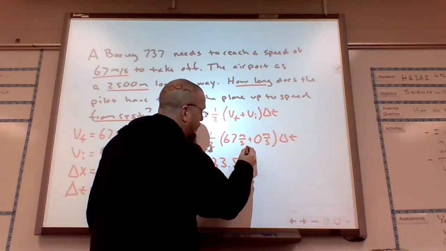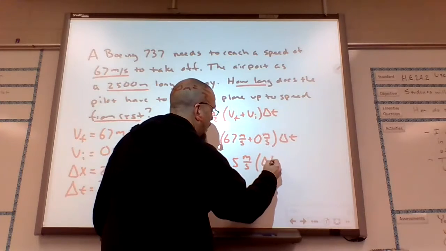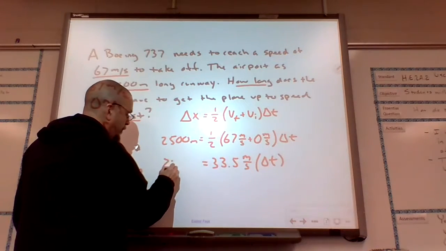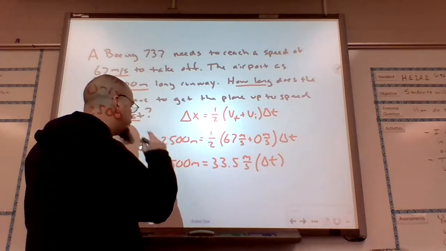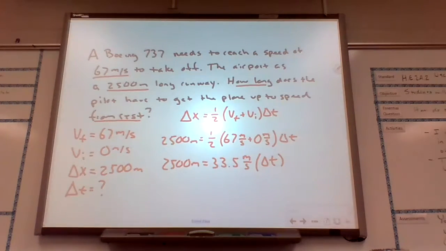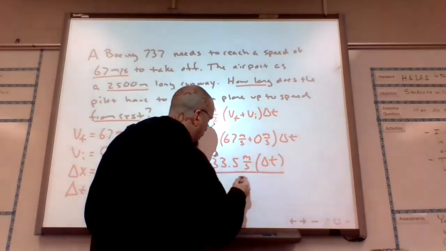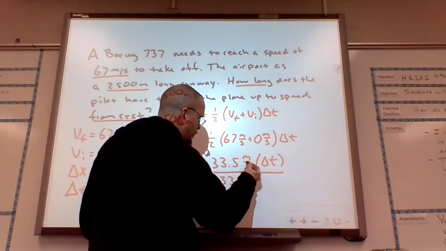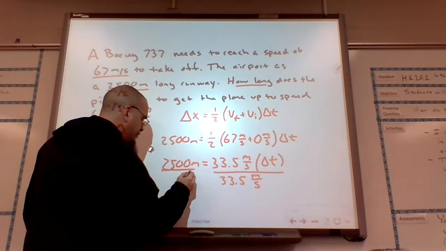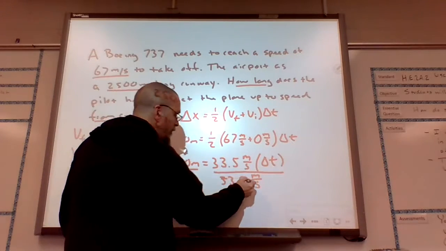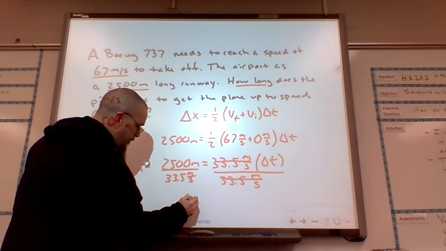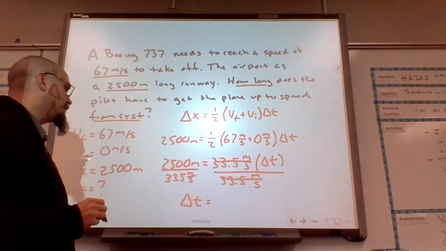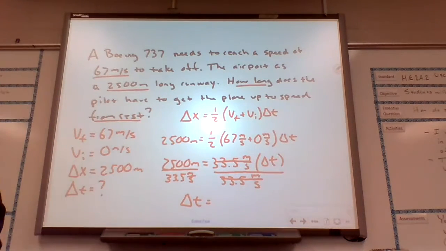Still meters per second because these are the same. Times delta t. It was 2,500 meters. And I'll divide both sides by 33.5 to isolate my variable. Opposite operation, since we're multiplying, we divide. Everything cancels over here. Writing it out the way we want it, variable first. Delta t is 2,500 meters divided by 33.5 meters per second.